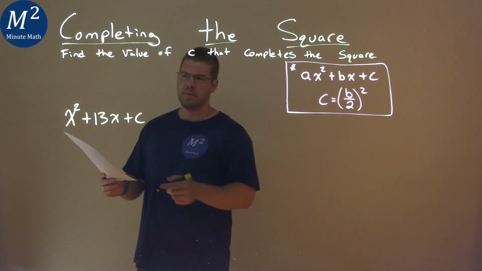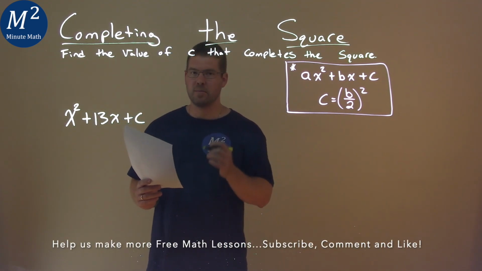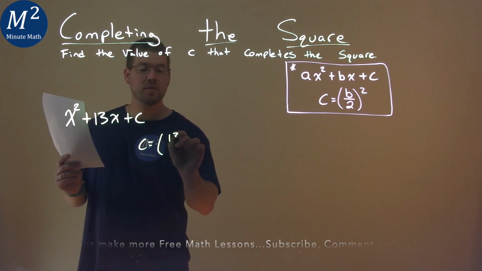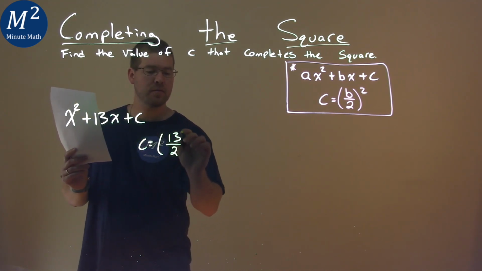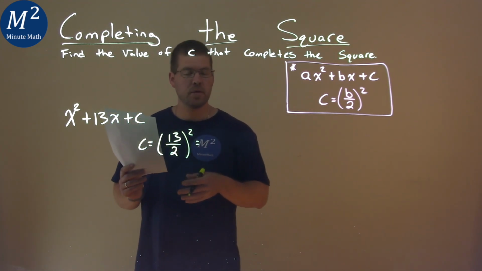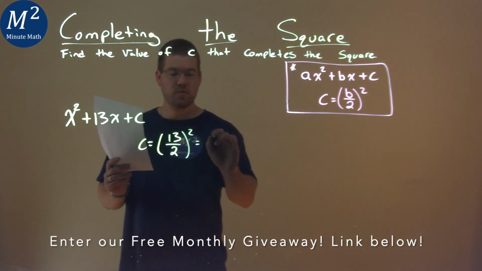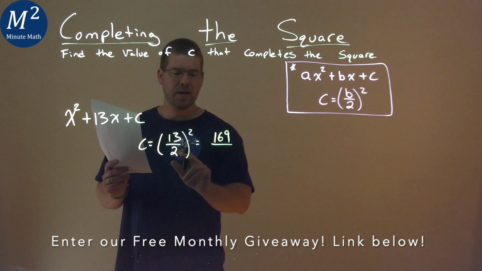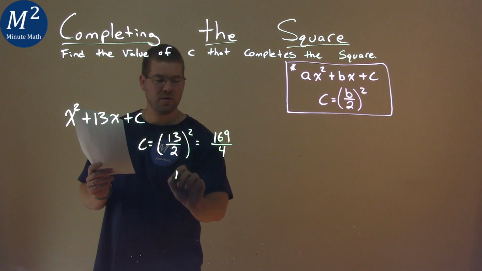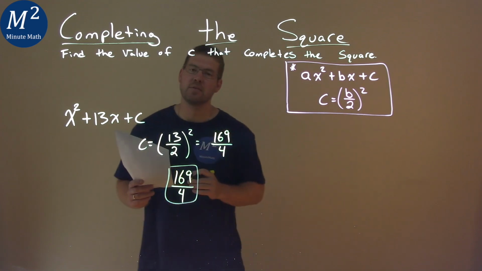We're given this problem right here, x squared plus 13x plus c, and we need to find the c value here that completes the square. Our formula tells us that c is equal to our b value, which is 13, right here, divided by 2, all squared. Well, 13 divided by 2 doesn't simplify anymore. So when we square this, we can square the numerator and denominator individually. 13 squared is 169, and well, 2 squared is 4. This fraction doesn't simplify anymore, so 169 over 4 is the value of c that completes the square.